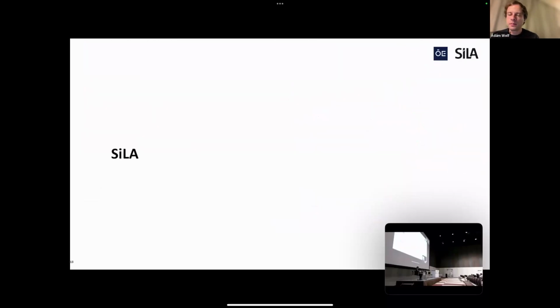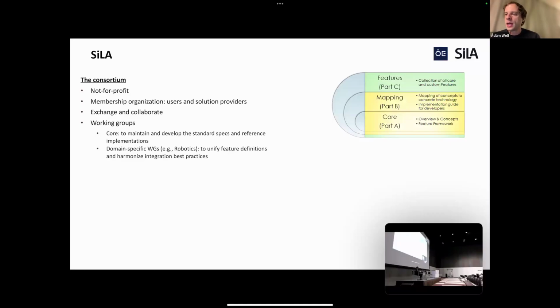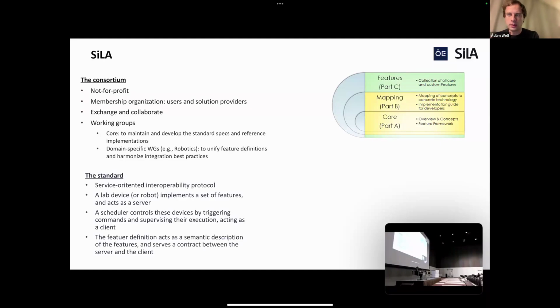So to arrive to the communication side of the standardized architecture, I want to say a few words about a communication protocol called LAPP, which is maintained by the SILA consortium, which is a not-for-profit membership organization. We have different working groups, domain-specific ones, such as for robotics, and also the core specification is constantly developed and maintained. This specification has 3 layers: the core, the conceptual, technical mapping, and then the most important one, probably the feature definition, which represents the semantics, the functional service description for each active asset in the laboratory.